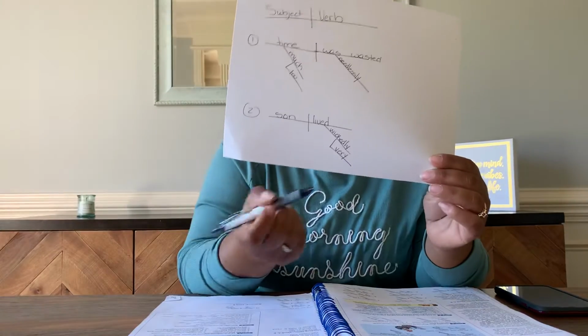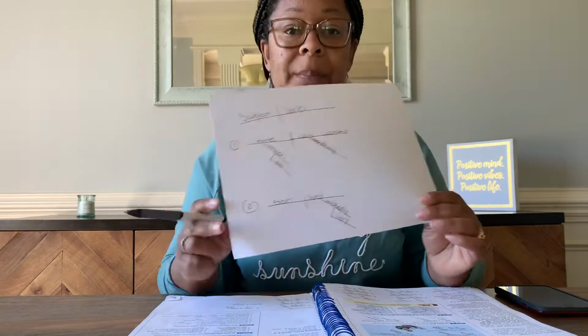All right, let's do number 2 together. The prodigal son lived very wickedly. The verb is, yes, lived. Who or what lived? The son. Now, what word modifies lived? Lived how? Wickedly. How wickedly? Very wickedly. So we're going to hook wickedly and then again very.